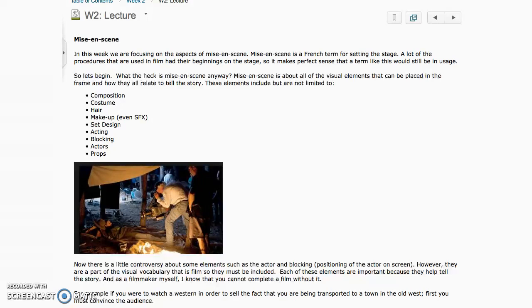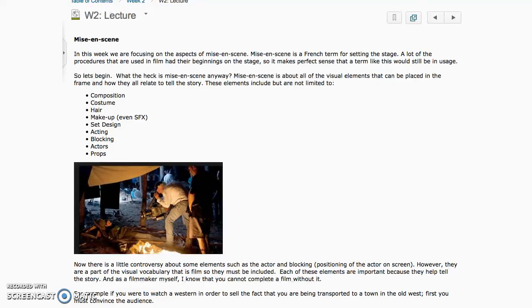Now, this week, we're going to talk a little bit more about mise-en-scene. Mise-en-scene, as you remember, is setting the stage. And this week, we are focusing on the aspects of mise-en-scene. Mise-en-scene is a French term for setting the stage, like I just mentioned. A lot of the procedures that are used in film had their beginnings on the stage, so it makes perfect sense that a term like this would still be in usage. So let's begin. What the heck is mise-en-scene anyway?